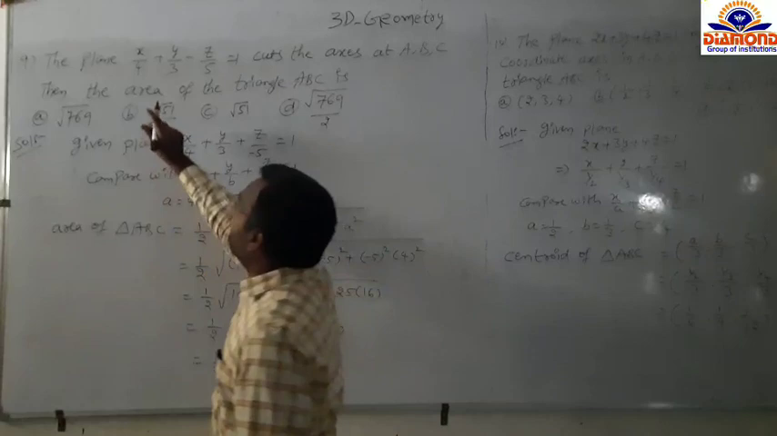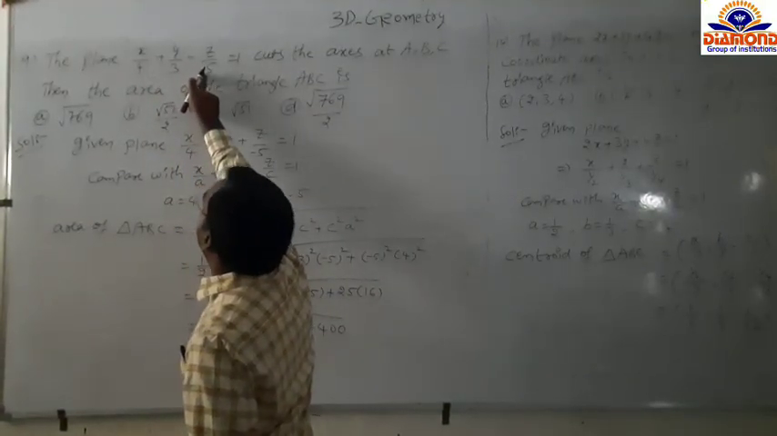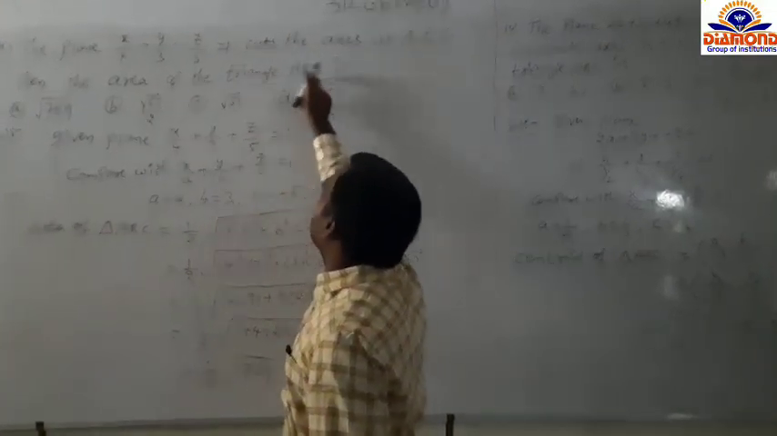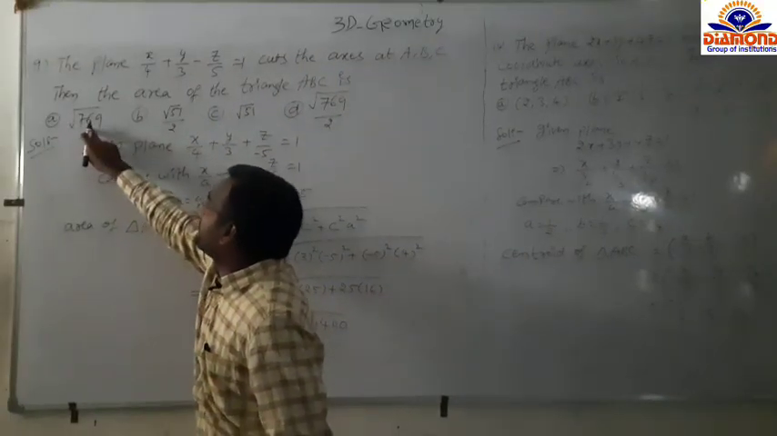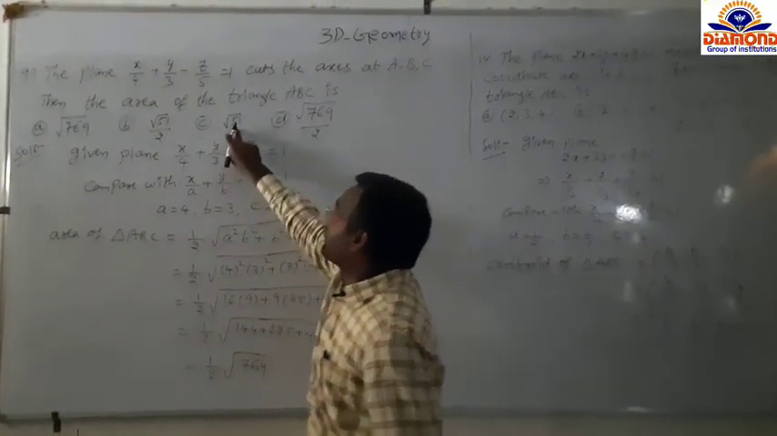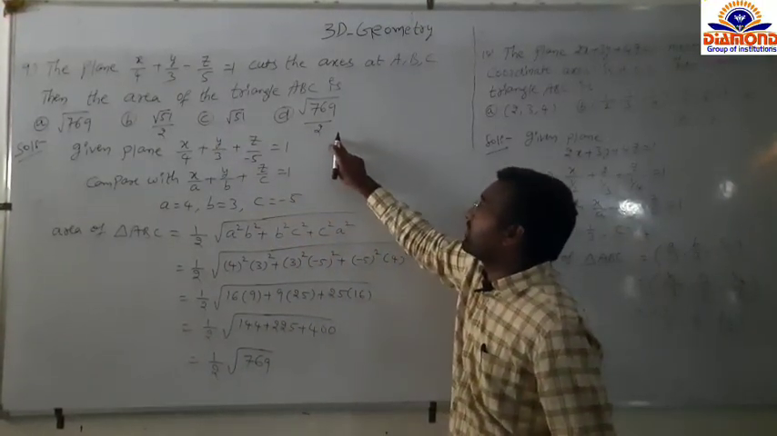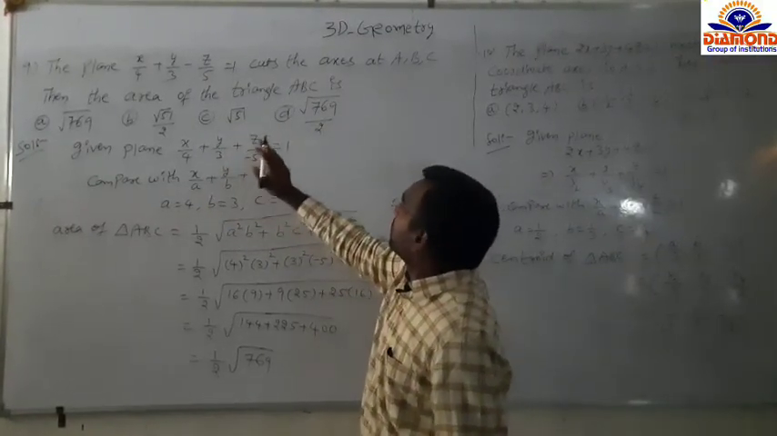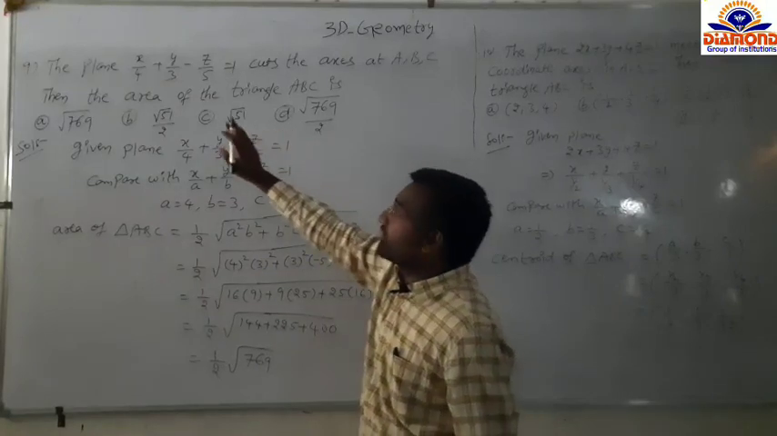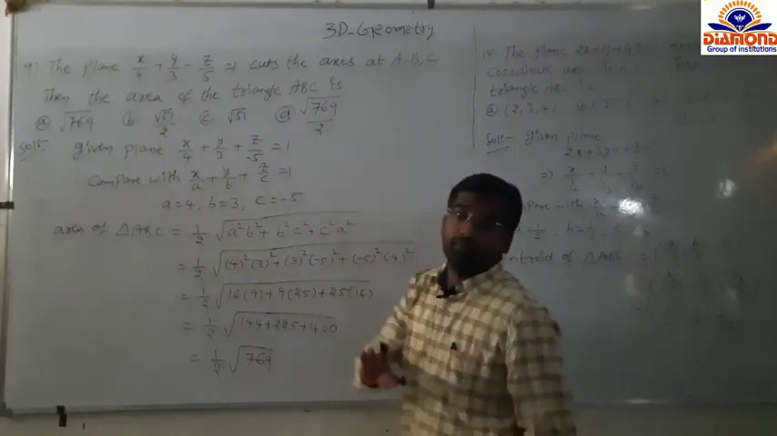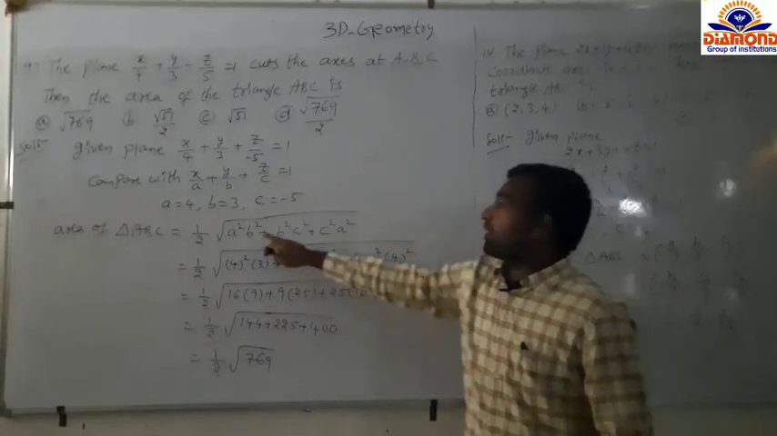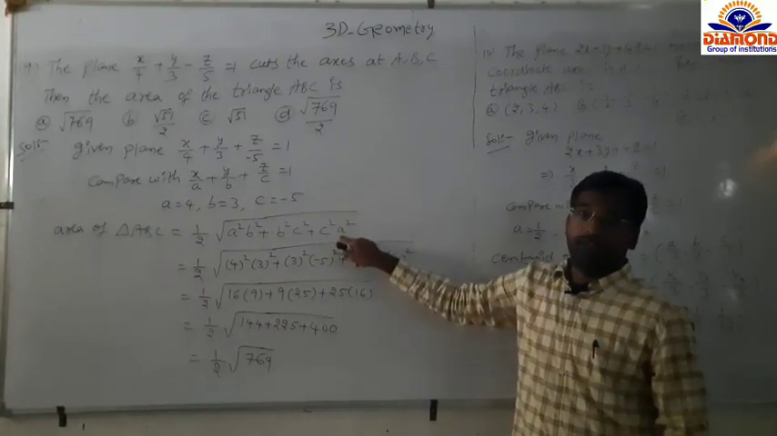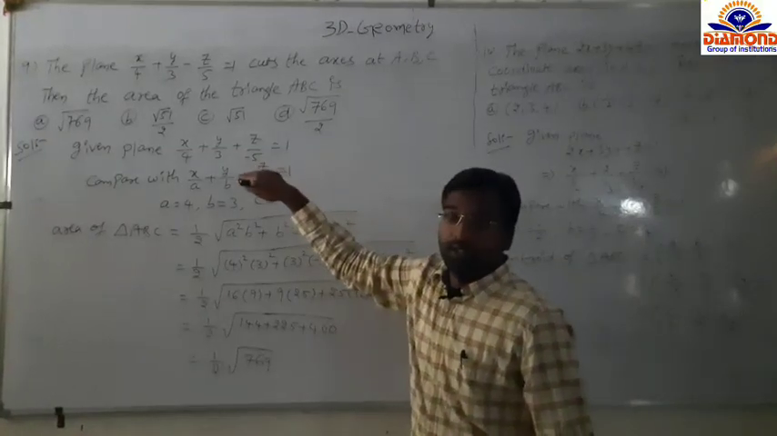Next problem. The plane x by 4 plus y by 3 minus z by 5 equal to 1 cuts the axes at A, B, C. Then the area of triangle ABC is: option A root 769, option B root 51 by 2, option C root 51, option D root 769 by 2. We already discussed in the synopsis that the area of the triangle formed by the plane x by a plus y by b plus z by c equal to 1 is 1 by 2 under the root of a square b square plus b square c square plus c square a square.